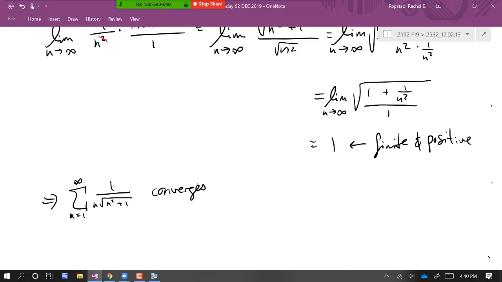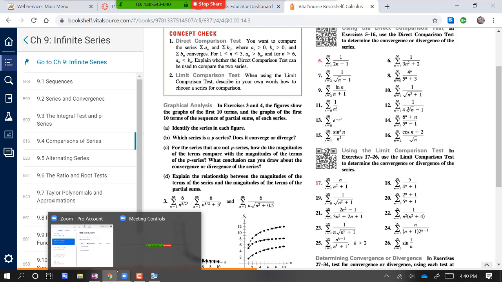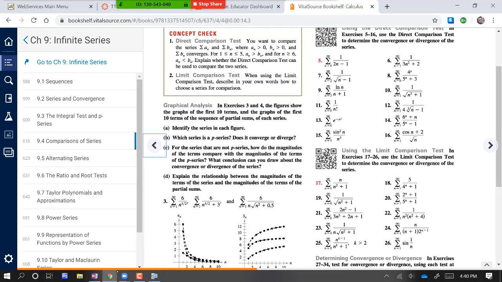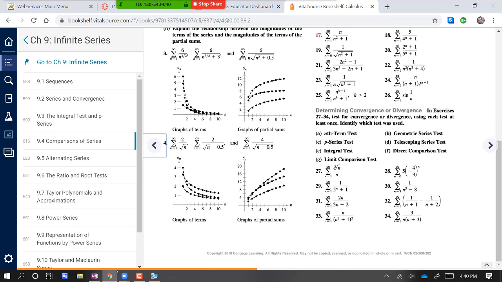Okay, and I just have one more. Number 33, same section. Determine convergence or divergence using one of these tests. Well, we're not going to do all of them, but we're just going to find one that will work. So this series is n over n squared plus 1 squared.